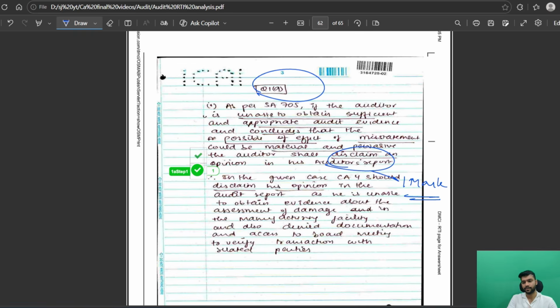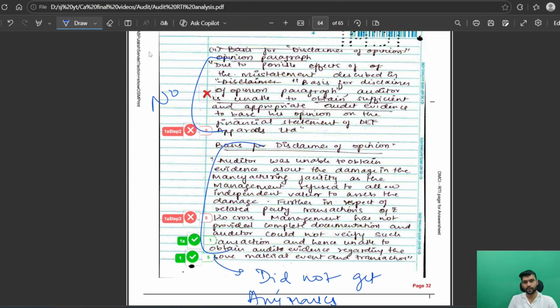Question number 1. As per SA 705, it does not matter. It was a part of the answer, so it carried 1 mark. The keyword is here: the auditor will disclaim an opinion. If I had only written that if the auditor is unable to obtain sufficient and appropriate evidence, he should disclaim an opinion, that's it. If I had written the entire answer in 3 words, I would have gotten 1 mark. I wrote this in 5-6 lines and got 1 mark. This is the important thing I wanted you to learn.